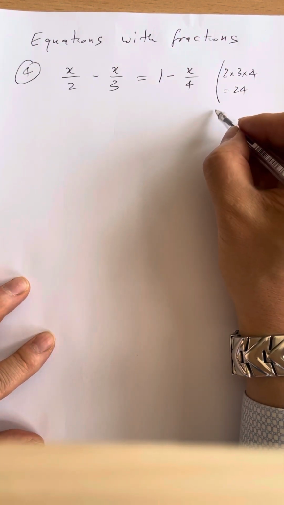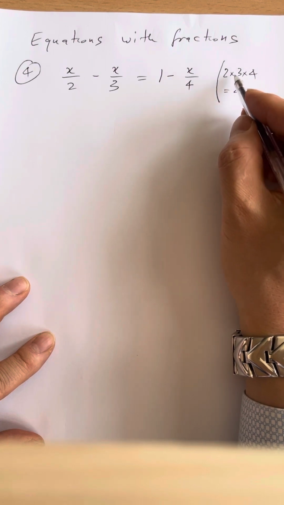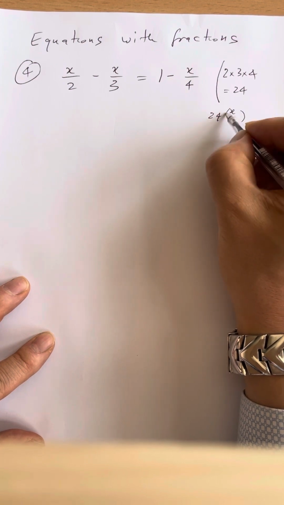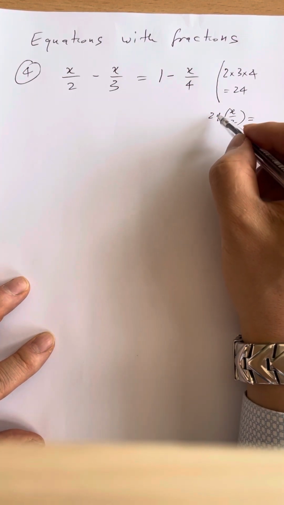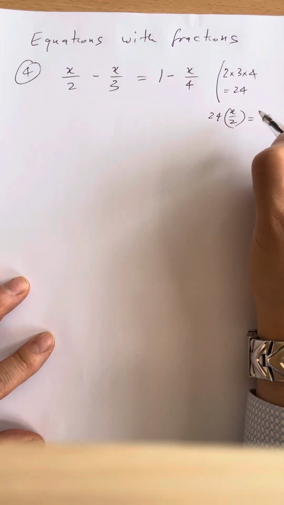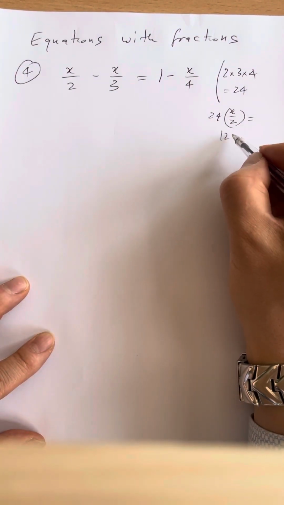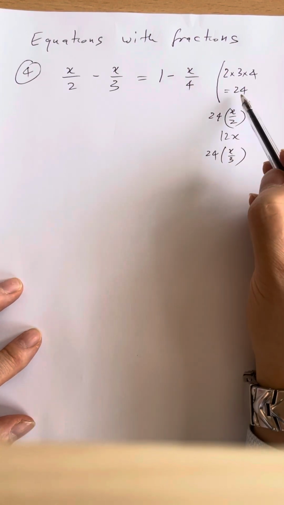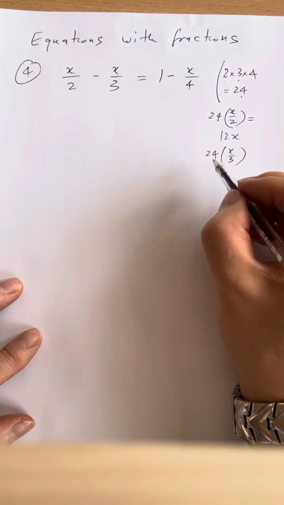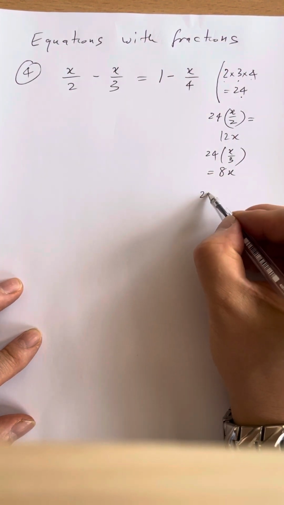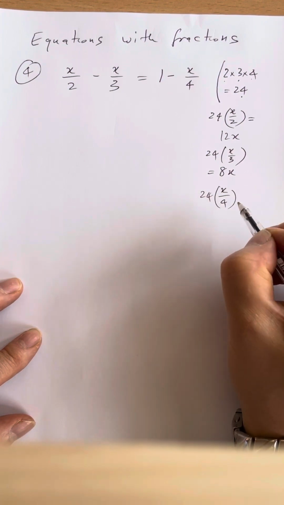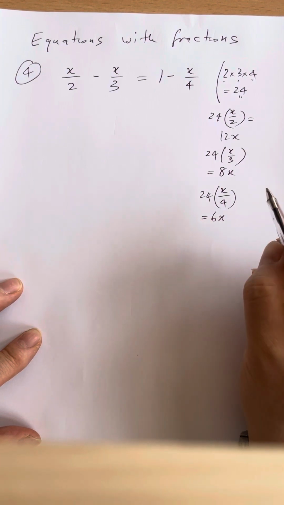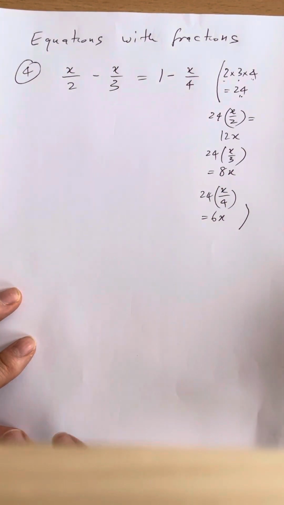So just to note then, 24 divided by 4 is 2 times 3, which is 6. So 24 times x on 2 is like 24 divided by 2 times x. So you end up with 12x, and 24 times x on 3. So it's like 24 divided by 3, you get 2 times 4, which is 8. You get 8x. And finally, 24 times x over 4 is like 24 divided by 4, you get 2 times 3, and you get 6x. So that's the little working on the side there.